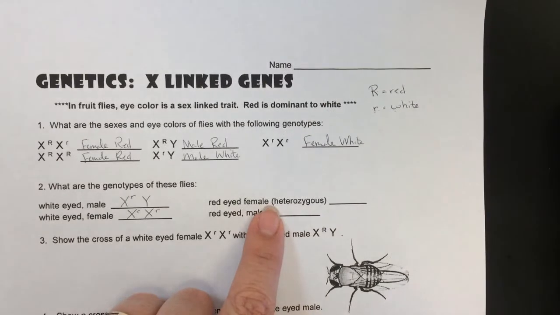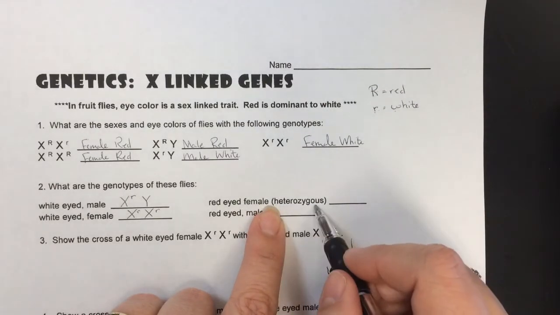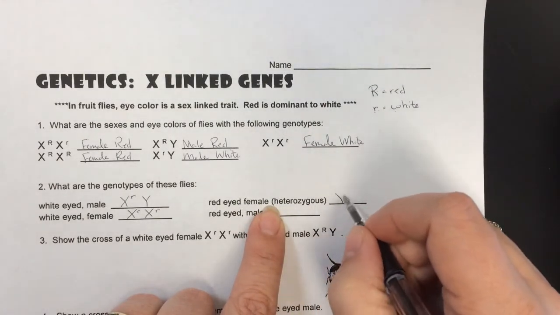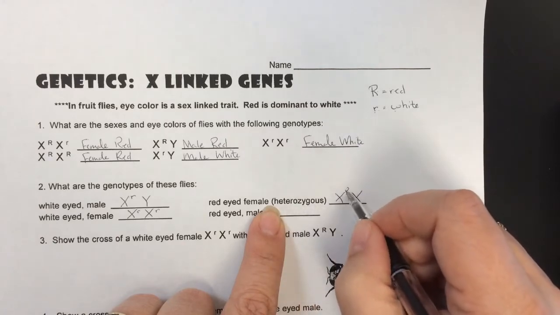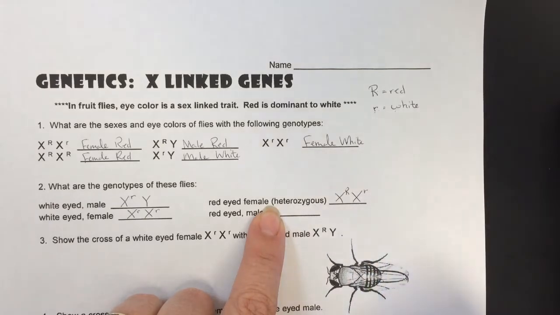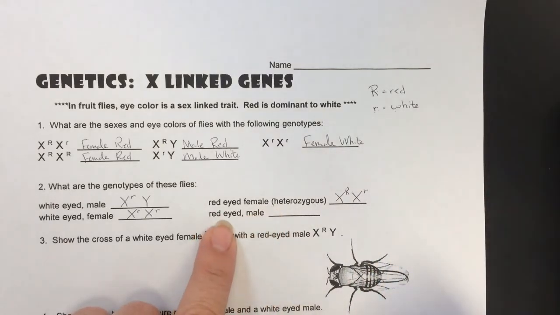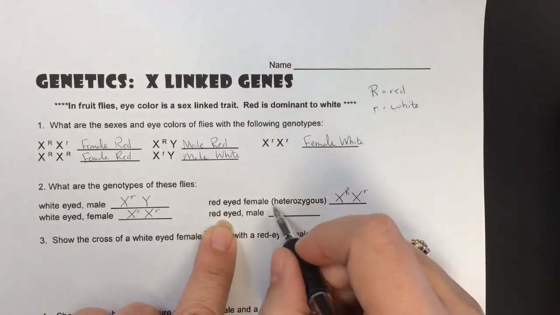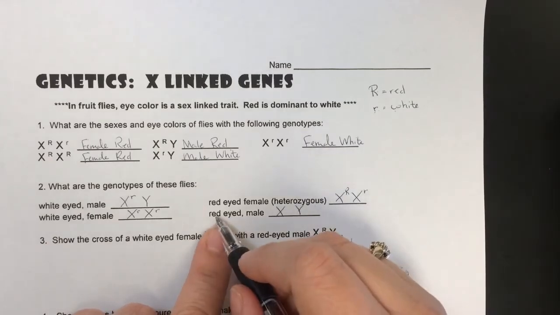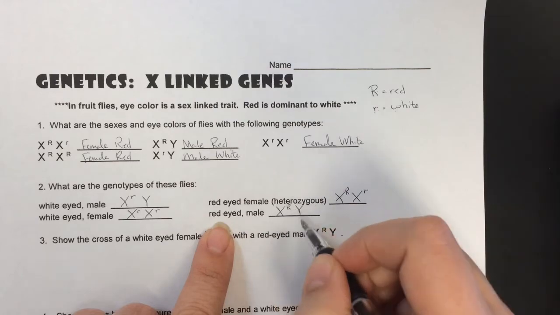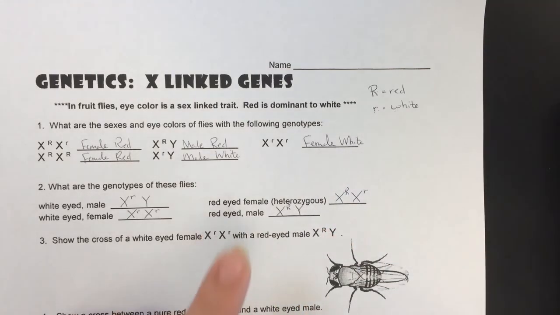If we have a red-eyed female, and they've done a nice thing and told us she's heterozygous, so she's going to be XX, and if she's heterozygous, that means one X has the big R, and the other X has the little r. And then a red-eyed male, he's got to be XY because he's a boy, and then he's red-eyed, so that means this X is carrying the capital R.